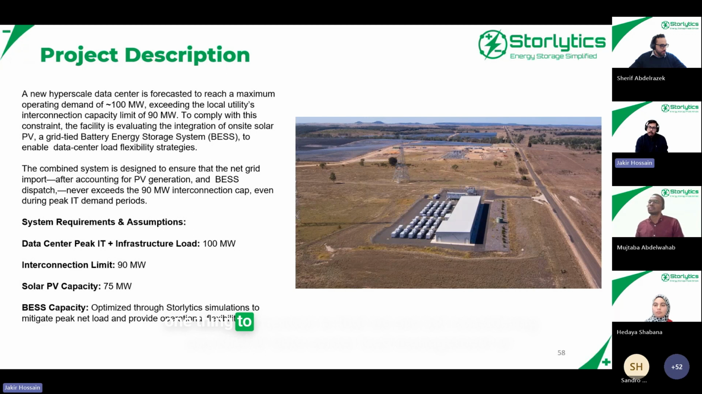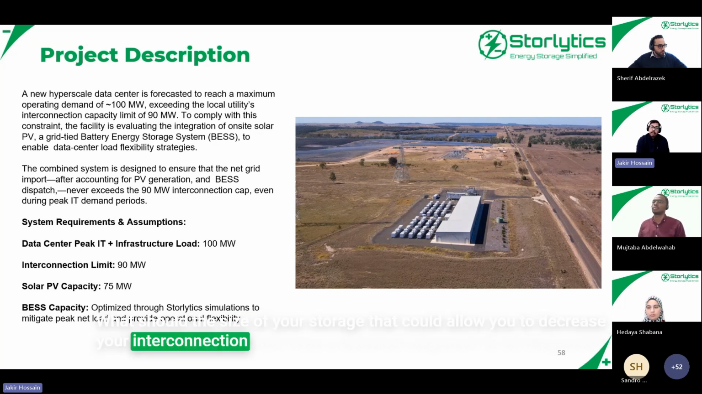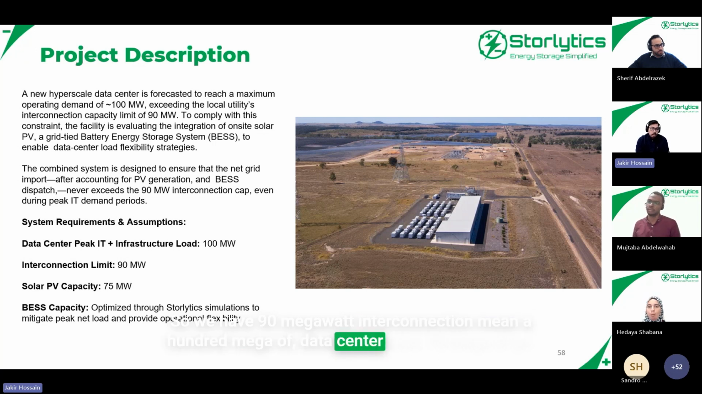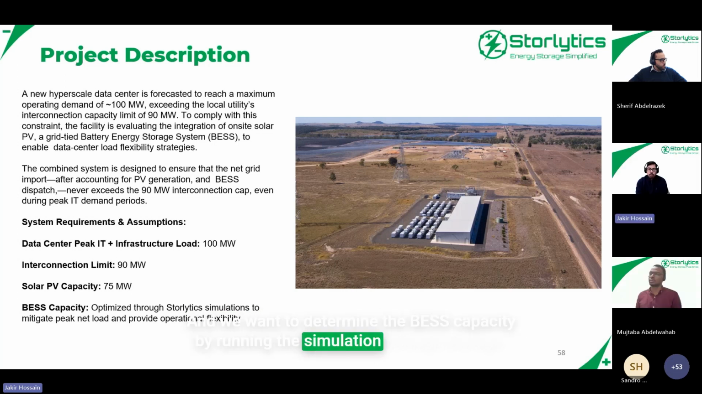One thing to mention is that we are not considering any kind of data center load management or algorithm shifting or time shifting of algorithms. So right now, this exercise is mostly, if you want to add solar plus storage, what should the size of your storage be that could allow you to decrease your interconnection limit from 100 megawatt to 90 megawatt. So we have a 90 megawatt interconnection limit, 100 megawatt of data center load, 75 megawatt of PV, and we want to determine the best capacity by running the simulation through Storlytics.